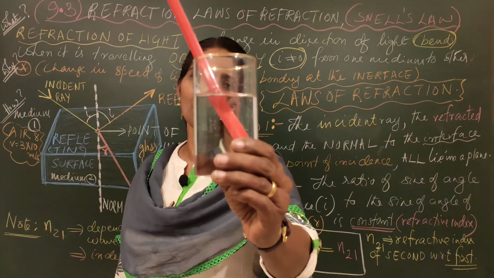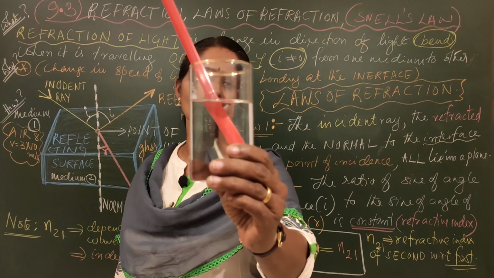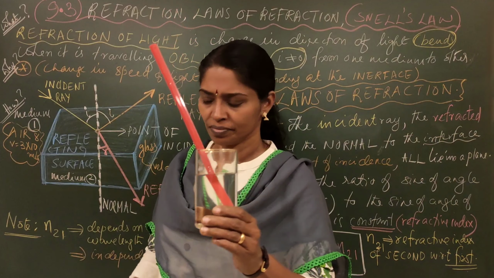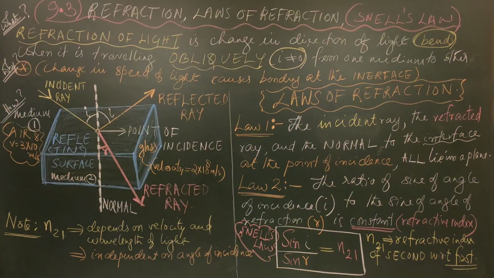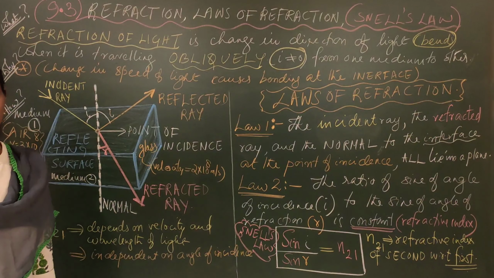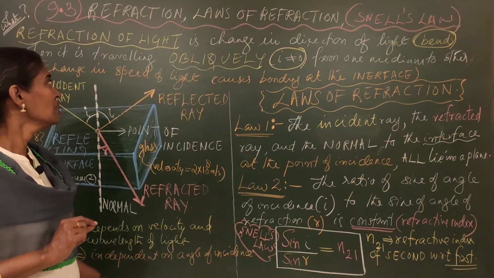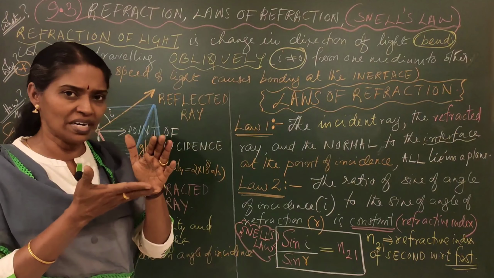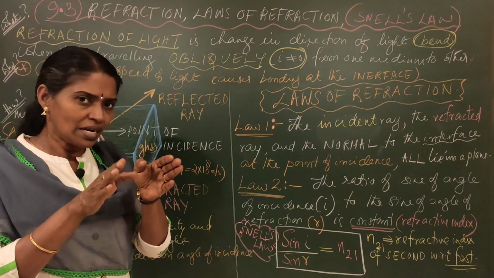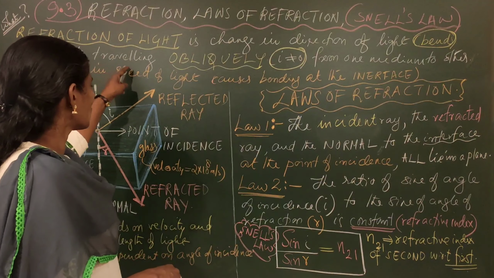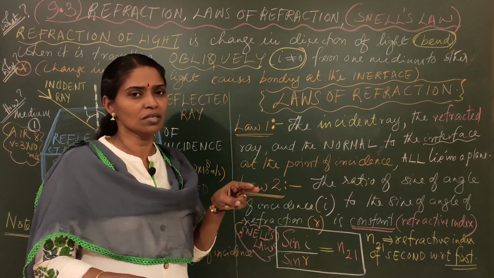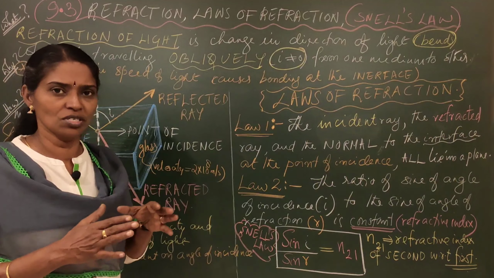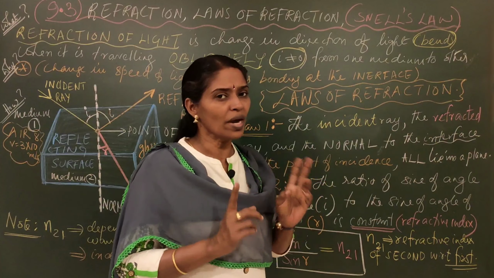So, be clear with the term interface. Interface means the separation between air and water. Okay? Clear. Now, let us come to the definition of refraction. What is refraction? Refraction of light is a change in the direction of the light. That is what you call bending. It just gets bent at that surface when it is traveling obliquely. Oblique means what? The angle of incidence should not be 0. Any angle other than i equal to 0 is okay, from one medium to another.